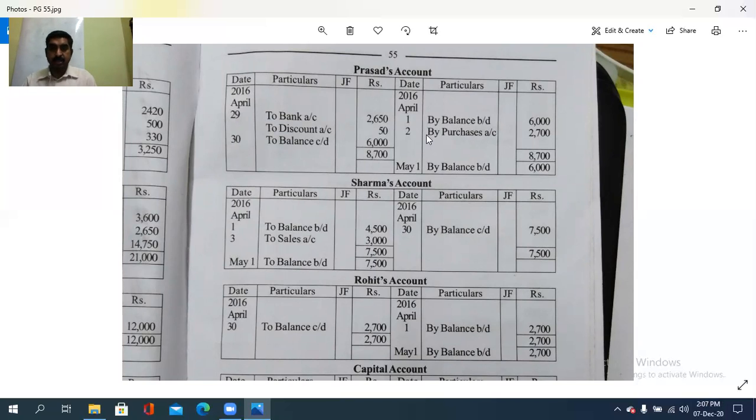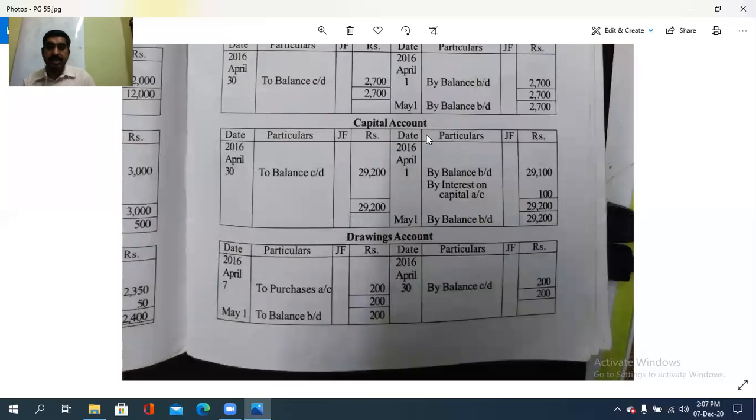6000 is the balance. Then Sharma's account also is the same. Rohit's account also is the same, and the capital account also is the same. That is the balance. The capital already has a credit balance, and that is what is entered here. And interest on capital is debited to interest on capital account and credited to capital. So what comes on the credit side of capital? By interest on capital. So 29,200 is the balance now for capital.